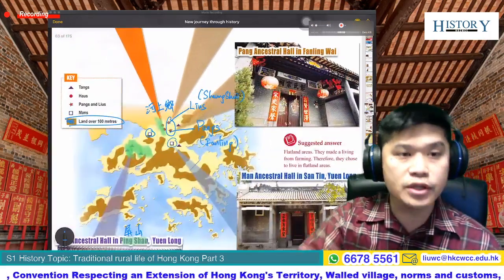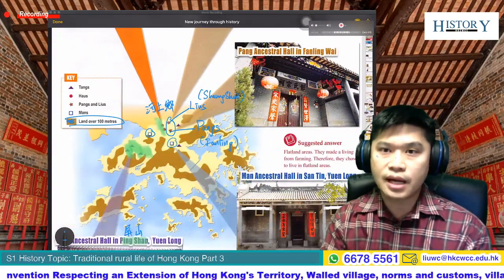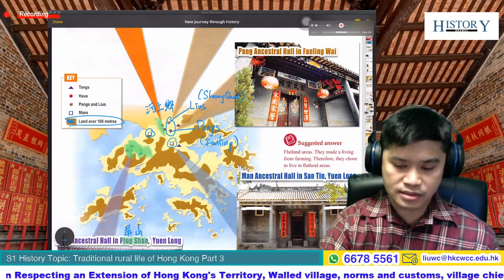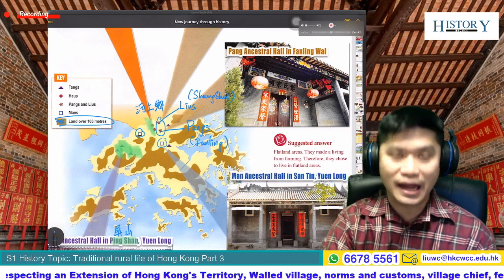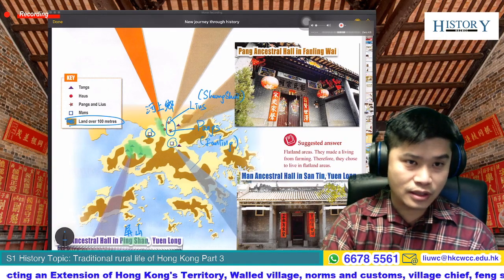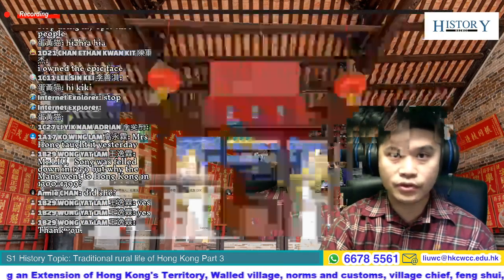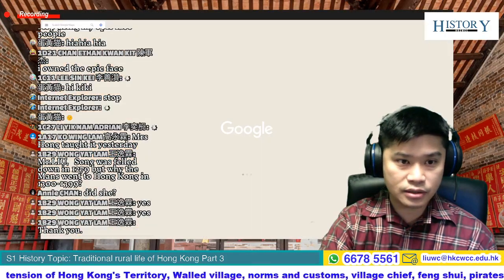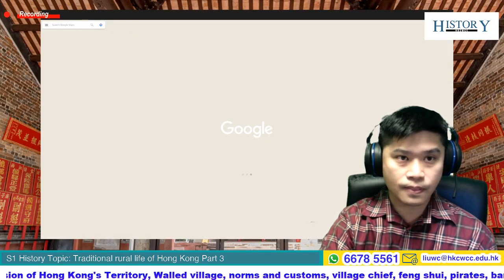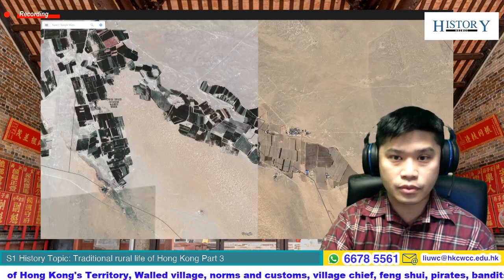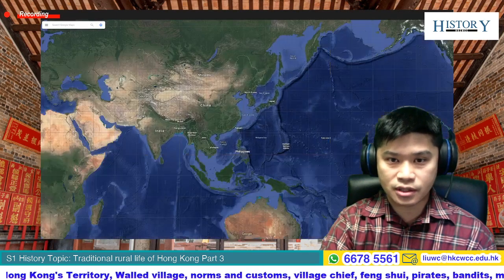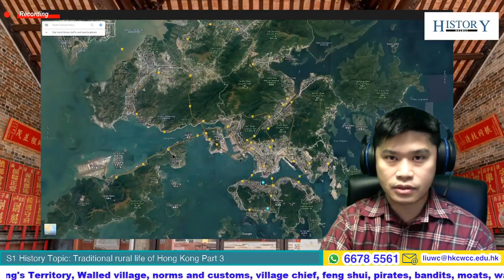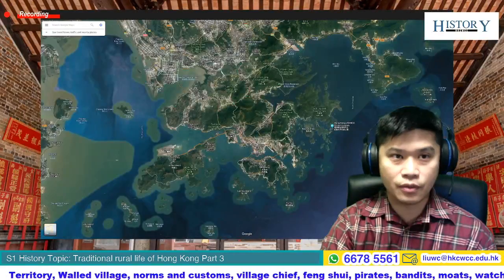Therefore, here, let me show you some extra information. Just now, Miss Liu said that I know exactly where my ancestral hall is. Okay, let me show you my ancestral hall. So we move to the browser. Okay, we go to Google Map. Sorry, I need to hide the chat first. So we move to the Google Map. Sorry, this is in mainland China. And we go back to Hong Kong. Okay, here, that would be Hong Kong. So I hope you can see that.